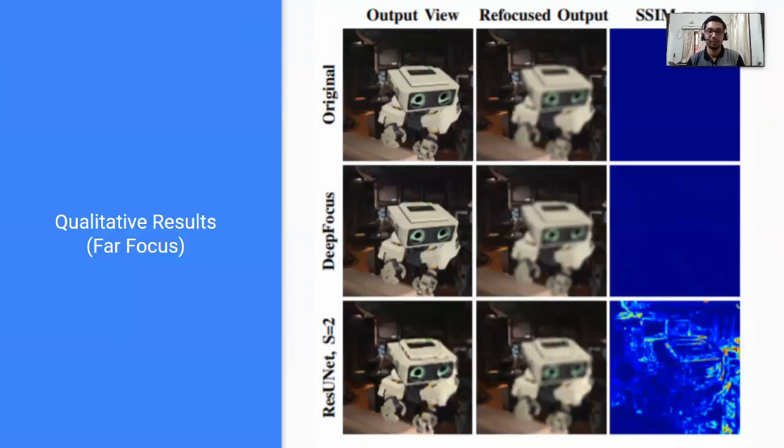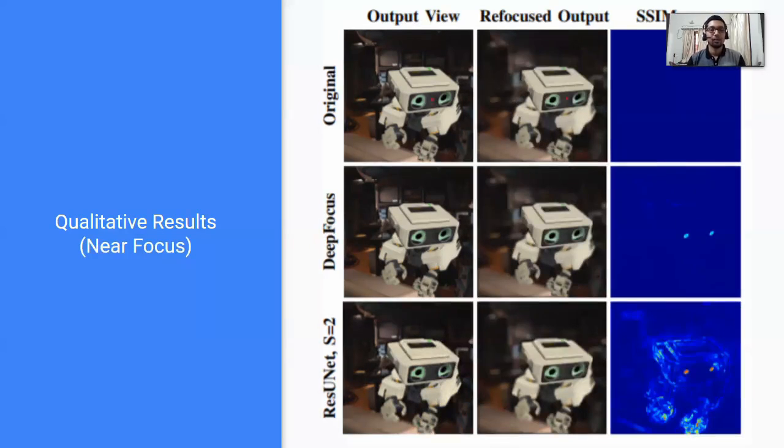Here are some qualitative results. As you can see from the SSIM error map, the error in the foveal region is low, but it increases towards the periphery. Similar results here with a different focus.